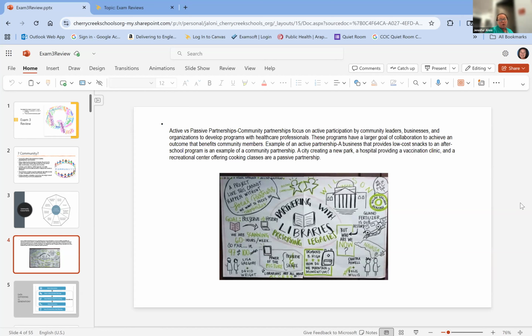So if they create a new park or a hospital has a vaccine clinic, these are kind of more passive, meaning they're not as actively involved in working for the community. They're just helping for that one little thing.